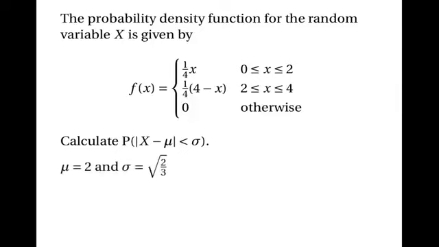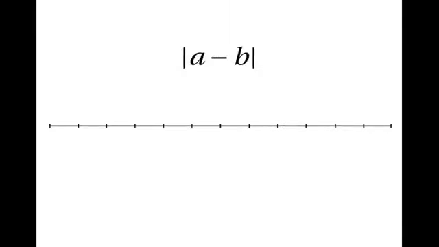Now remember that the mean is 2 and the standard deviation is the square root of 2/3. So what the question is asking you is to find the probability that the absolute value of x minus 2 is less than the square root of 2/3. Before we go any further though, I'd like to look at what it means to take the absolute value of a minus b, the modulus of a minus b, and I want to think of it in terms of a number line. There are two cases.